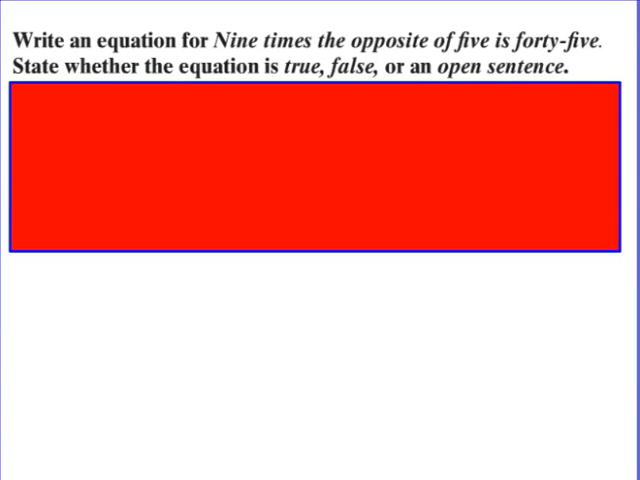Write an equation for 9 times the opposite of 5 is 45. State whether the equation is true, false, or an open sentence. Pause the movie to write that down. You're going to change the words 9 times the opposite of 5 is 45. Instead of words, you're going to use symbols and numbers, and then state whether it is true, false, or an open sentence. Pause the movie now to try this problem.